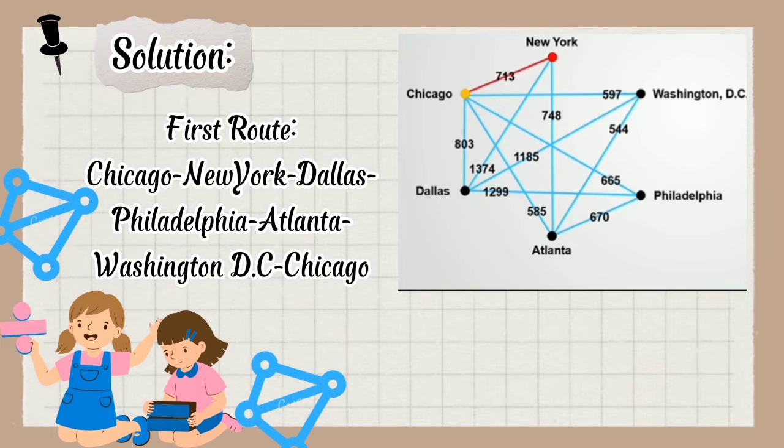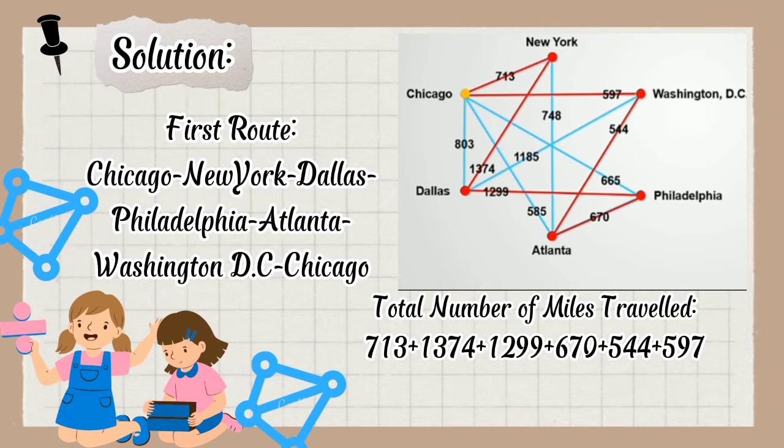We will start from Chicago and then to New York to Dallas and then to Philadelphia and then to Atlanta to Washington DC and then we go back to Chicago. So this is a Hamiltonian circuit. So this is our first route. Now let's find the total number of miles traveled by simply adding the corresponding weight in each edge.